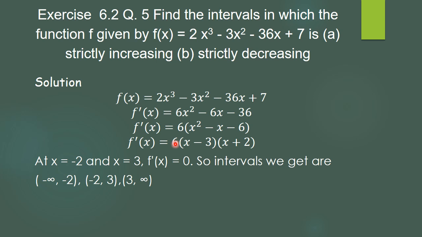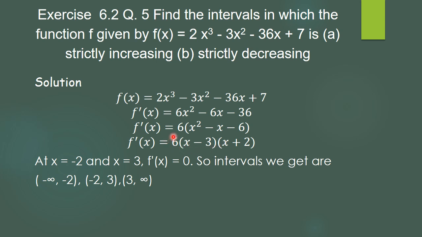For increasing, we know that the first order derivative should be positive. It means the multiplication of these three must be positive for increasing, while for decreasing, the multiplication of these three should be negative. One way: for increasing, the product is positive, meaning both are positive or both are negative. For decreasing, one should be positive and the other negative. With that we can also find it, but the easiest way is to go with a table. We will prepare a table.